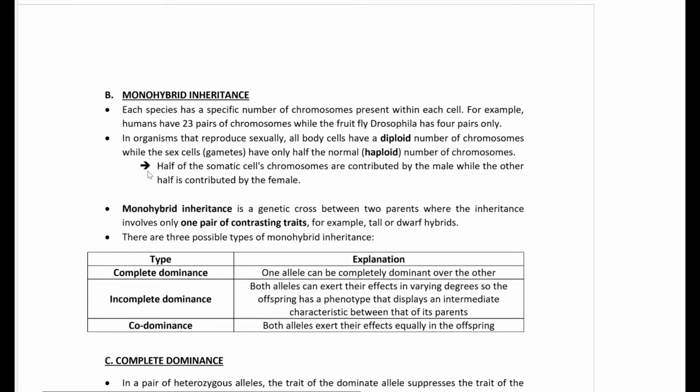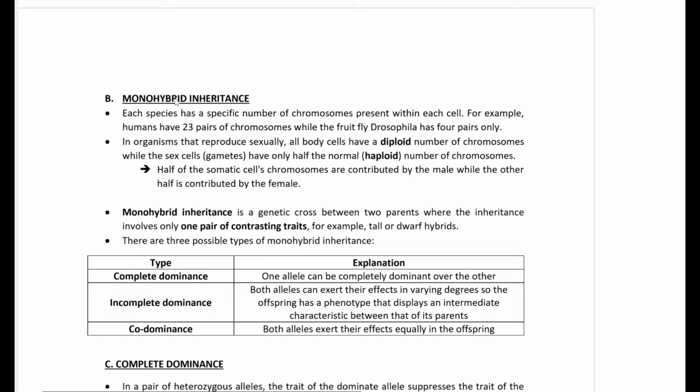Moving down from here, we have monohybrid inheritance. For Sec 4, we will only do monohybrid inheritance. There will not be dihybrid inheritance. That's more for JC level. By now, we know that humans have 23 pairs of chromosomes. Some additional information: the fruit fly Drosophila only has 4 pairs. Haploid and diploid should be common terms for you all.